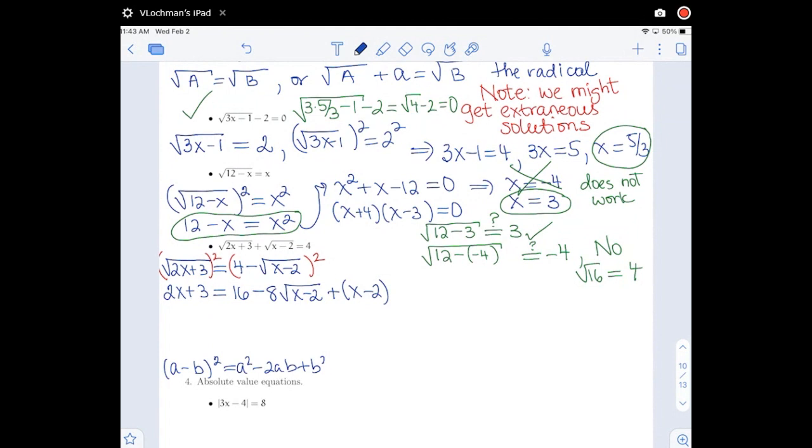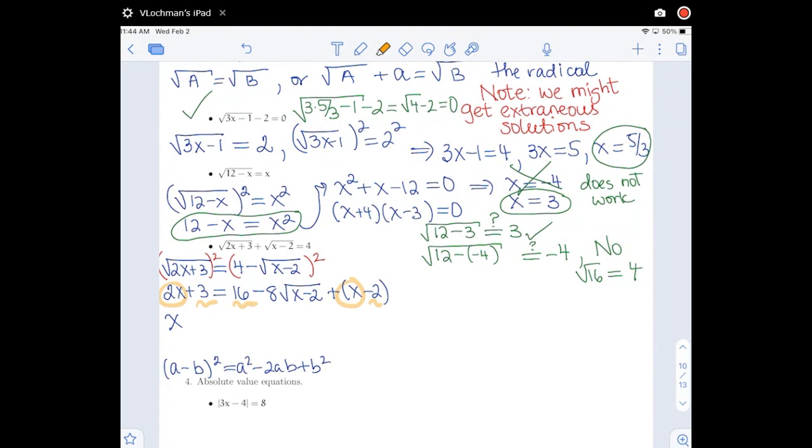I'm going to move everything that doesn't have a radical to the left. So what do we get here? What are my common terms? 2x minus x gives me 1x. And then I also have 3 here, 16, and negative 2. So 16 minus 2, that's 14.